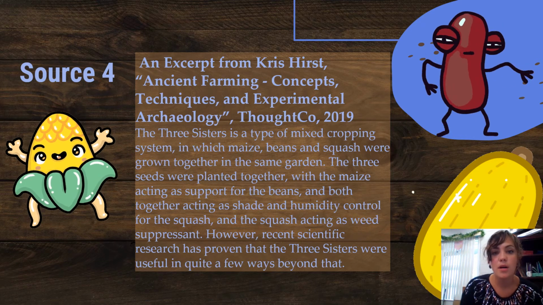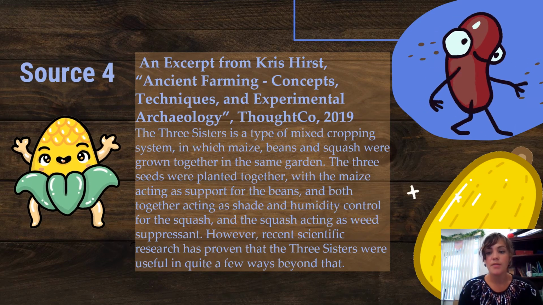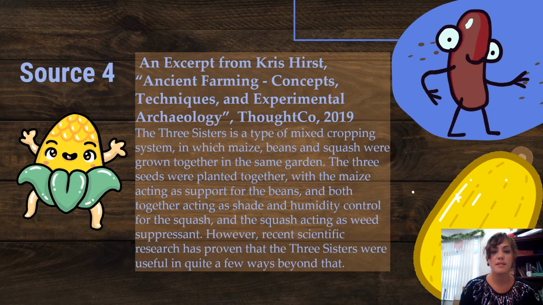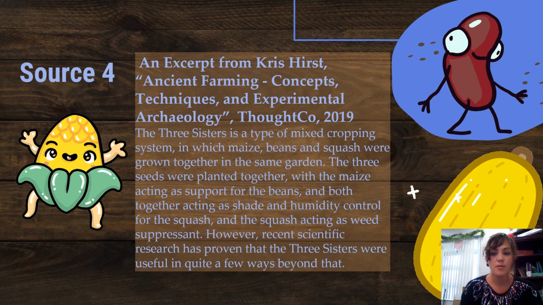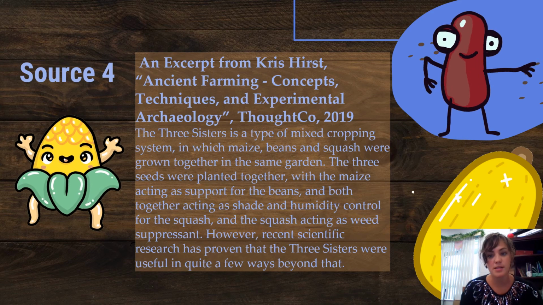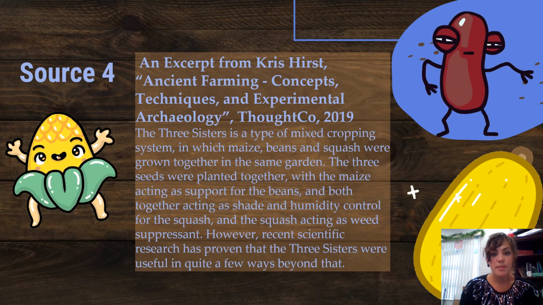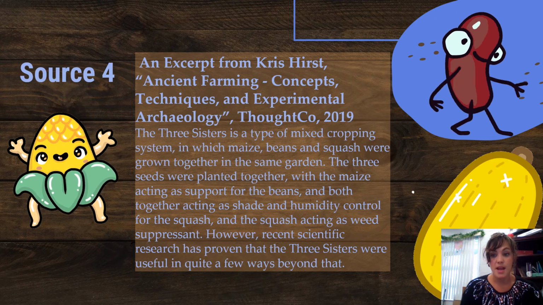All right, source 4. I'll read this one too since it's short, but it's an excerpt from Chris Hurst, Ancient Farming, Concepts, Techniques, and Experimental Archaeology from ThoughtCo. It was published last year, or in 2019. The Three Sisters is a type of mixed cropping system. So it is like the name of a technique, right?